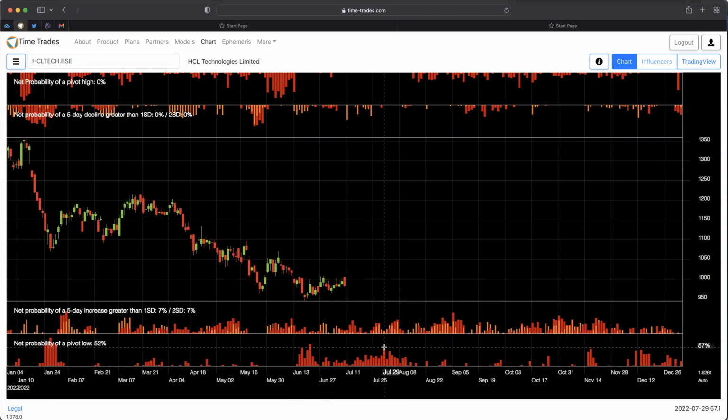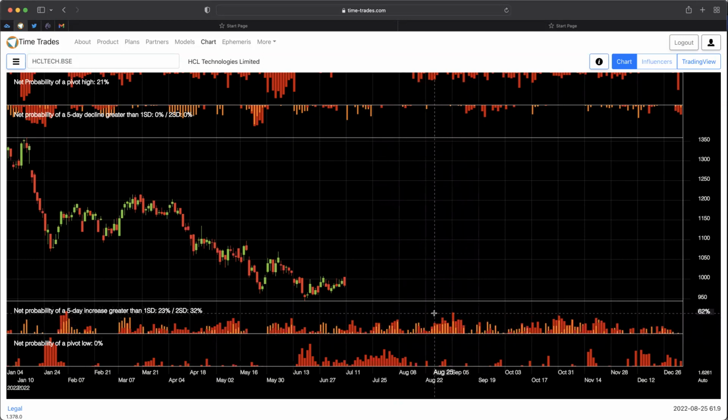However, after July 29th, as the pivot low probability goes down, we can see increasing probability of moves up here in early August and also in late August and early September. So I really like this cluster of 2 sets of moves up. This should take HCL into higher prices in early September.